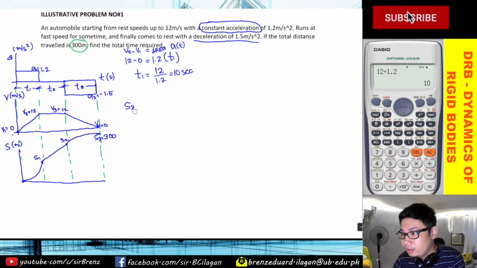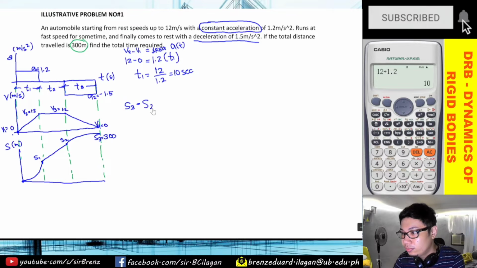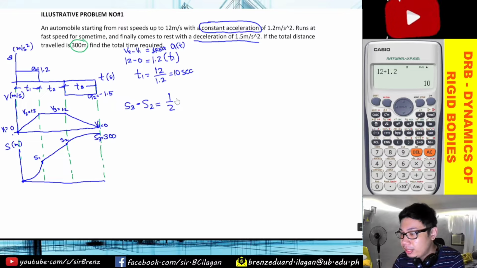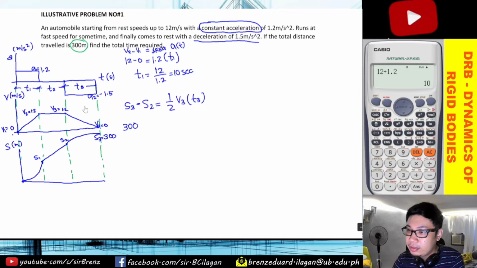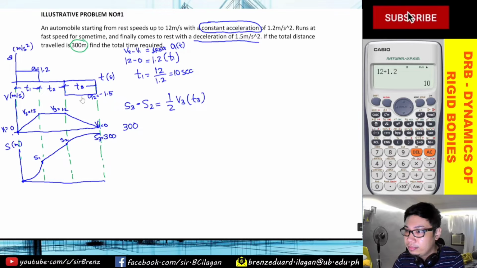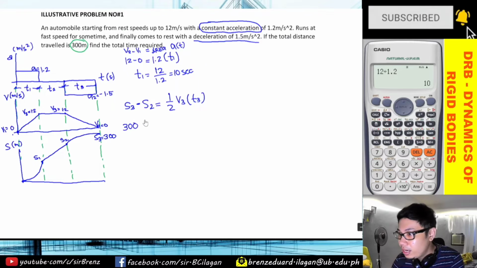So yung S3 minus S2, so that is equals lang sa area ng velocity diagram, or that is 1/2 of B3 times time 3. And knowing that yung ating S3 is 300, wala pa rin pala tayong time 3. Okay. So, kulang pa tayo ng time 3.